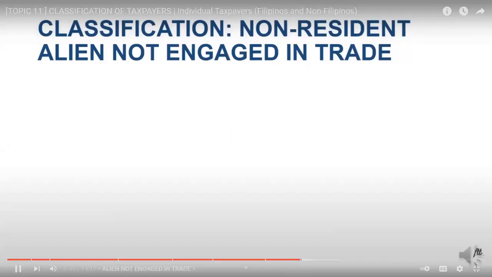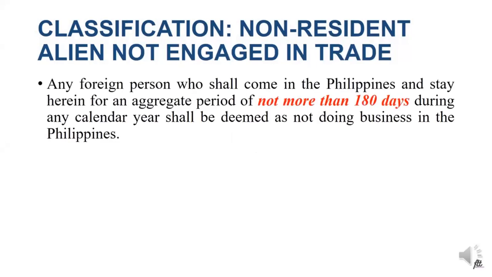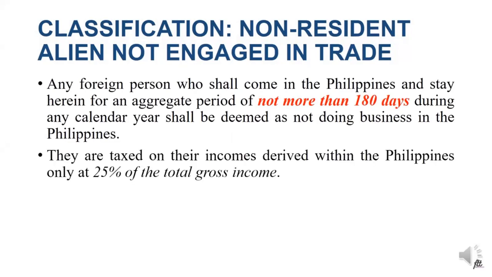Finally, we have the non-resident alien not engaged in trade or business. Any foreign person who shall come in the Philippines and stay herein for an aggregate period of not more than 6 months or not more than 180 days during any calendar year shall be deemed as not doing business in the Philippines. For example, tourists. They are taxed on their incomes derived within the Philippines at only 25% of the total gross income.